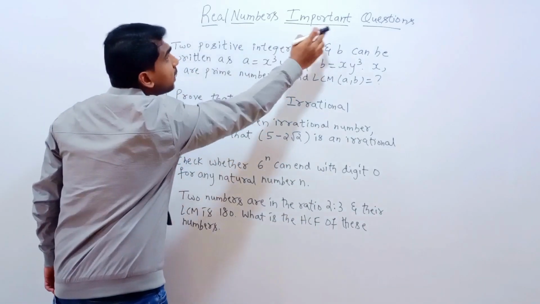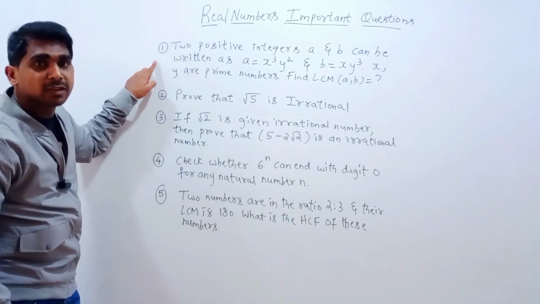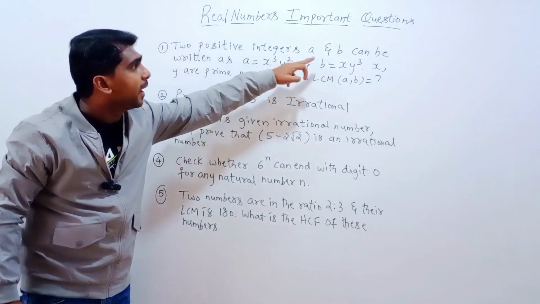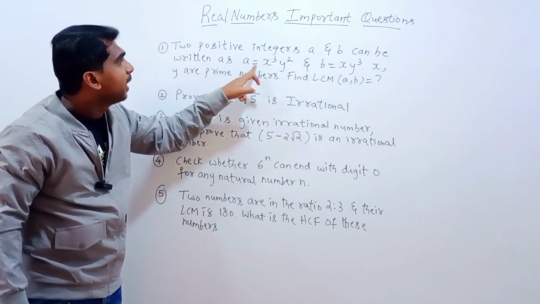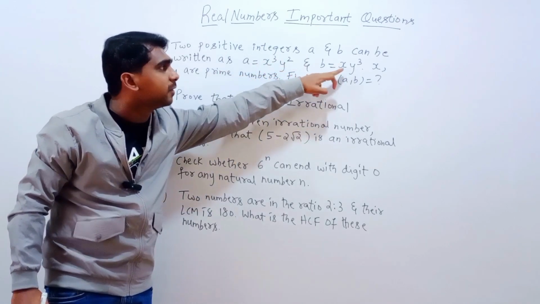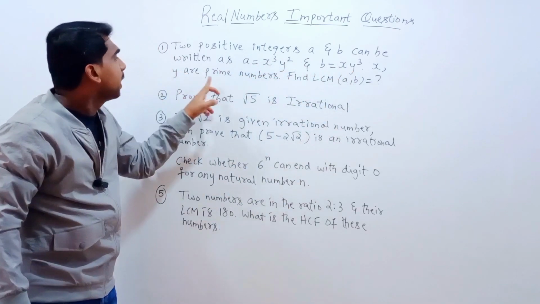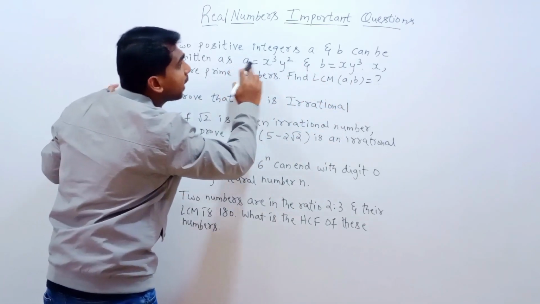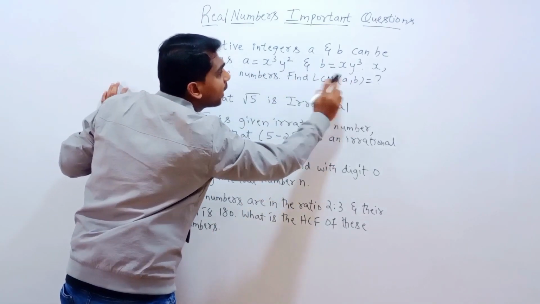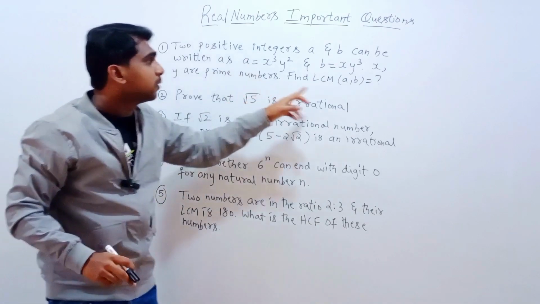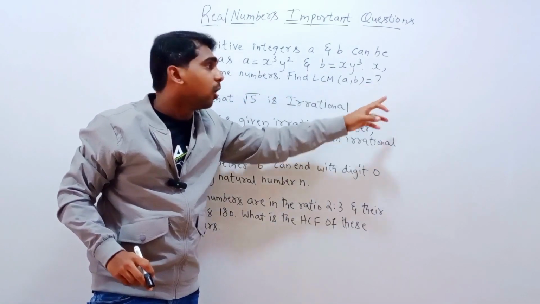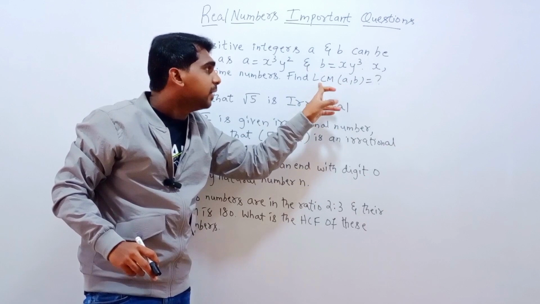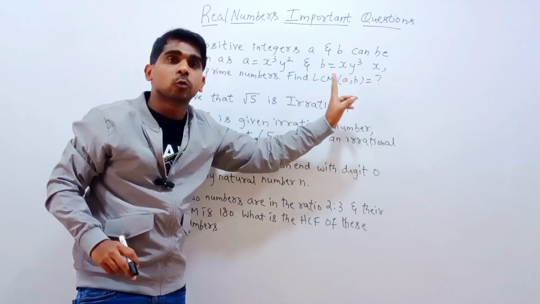Real number important questions. The first question is: two positive integers a and b can be written as a = x³y² and b = xy³, where x and y are prime numbers. Find the LCM of a, b. Here they have given a and b. We should find the LCM of a and b. This question will be asked for 1 mark. Or if they ask us to find LCM and HCF, they will give it for 2 marks.